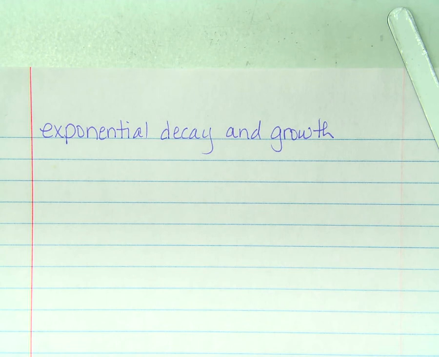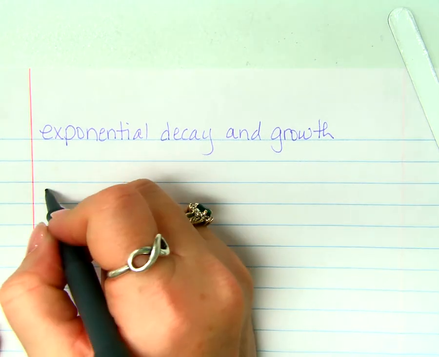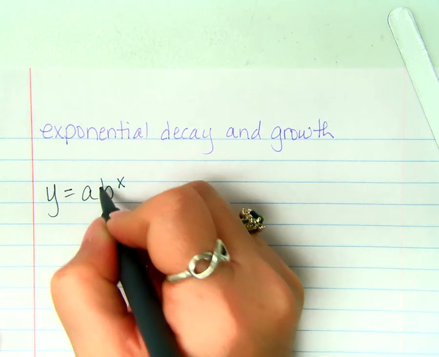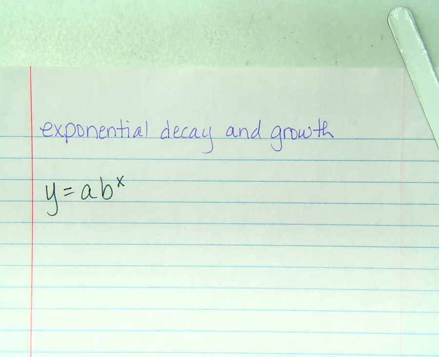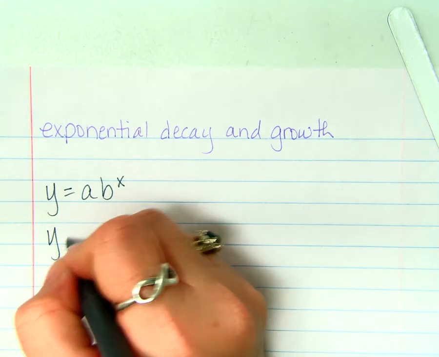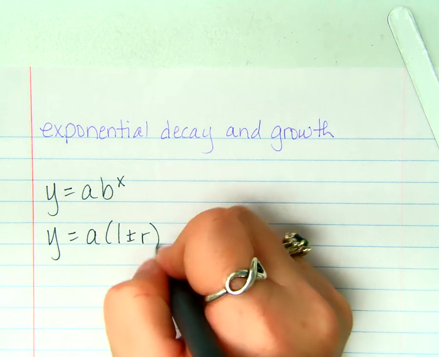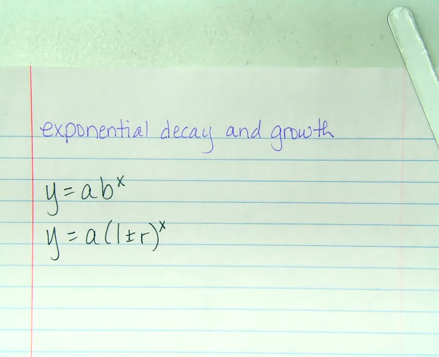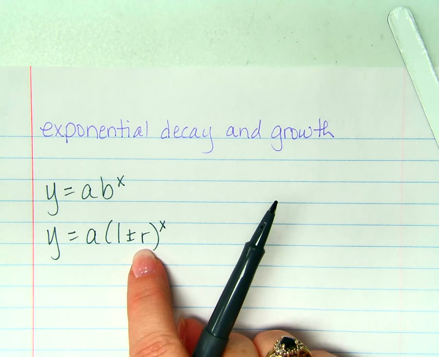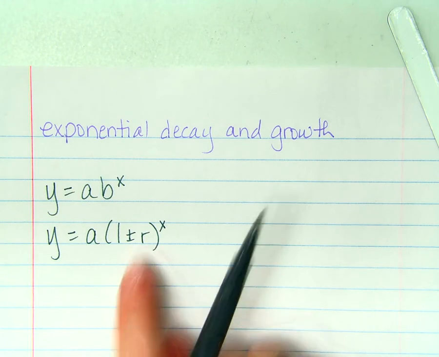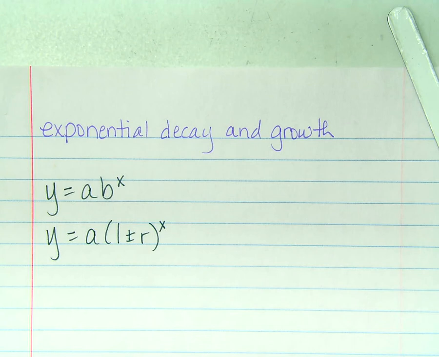So how do you know if something's a growth or decay? Let's talk about this first. You remember this equation from a couple days ago, right? A times b to the x? Okay. On that same day, we also talked about the fact that sometimes b has to look like this. Remember that? Where we talked about earning interest for 20 years or our car depreciating for 20 years. You remember that? Okay.